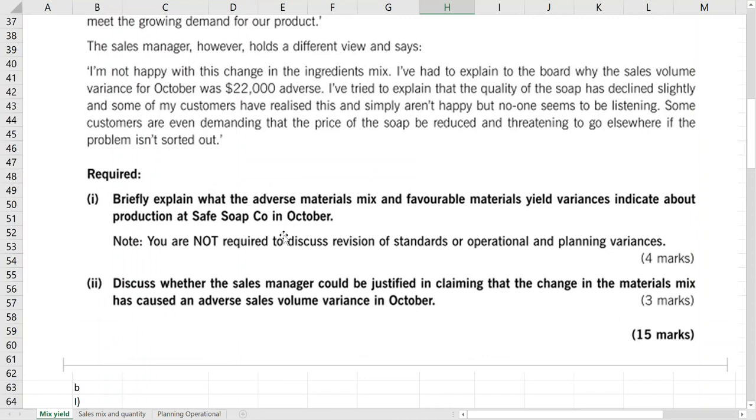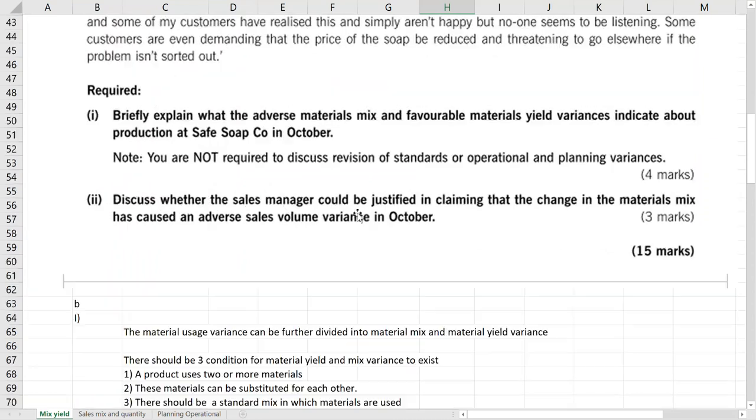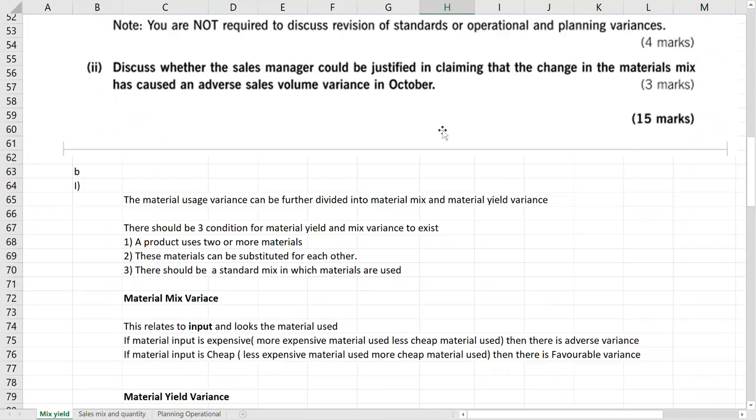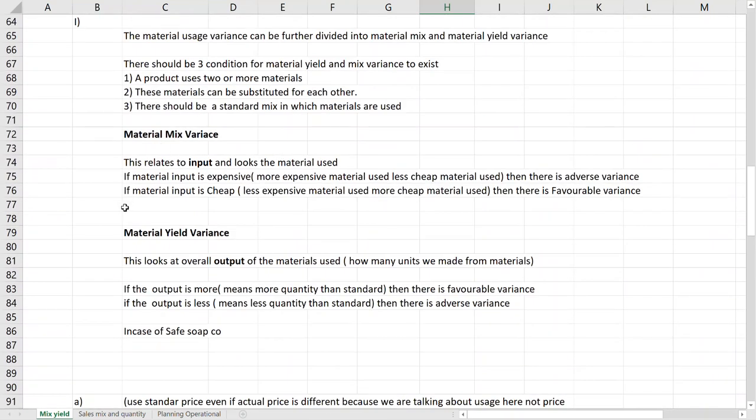Now, one part was to briefly explain what is the material mix variance and yield variance. When you see a question like this, first explain the topic and then give specific answers. Like I first explain what is material mix variance and what is material yield variance. They don't ask you to first write the definition and then explain. You automatically must know. Explain first, then give a specific answer.